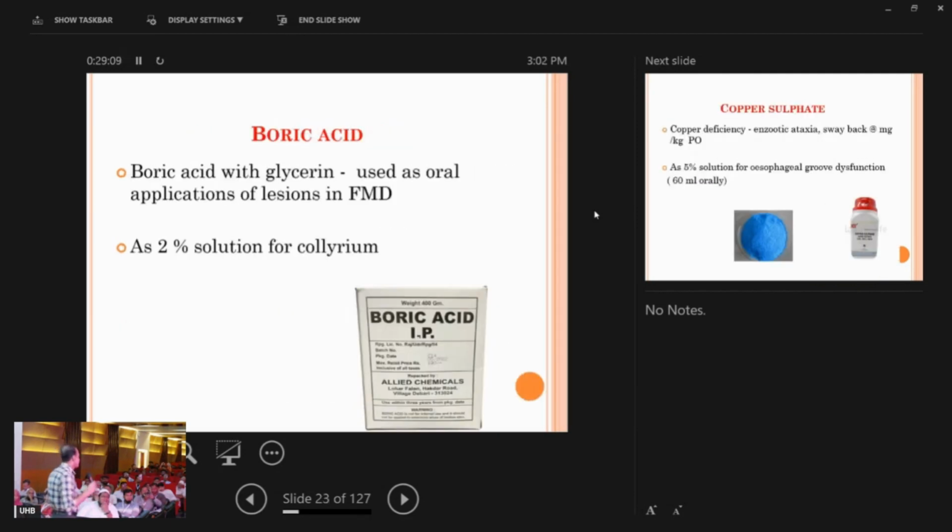And boric acid we will be using commonly, no need to explain in detail. You will commonly use boric acid with glycerin, applied for FMD lesions. So the boroglycerin paste you are applying now, same thing. In FMD lesions, you can also use any oil with millet flour. That will also be a very good emollient. And as a 2% solution for 2 to 3 minutes, you can use this boric acid for washing the eyes also.